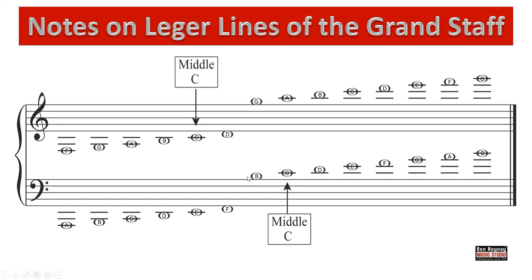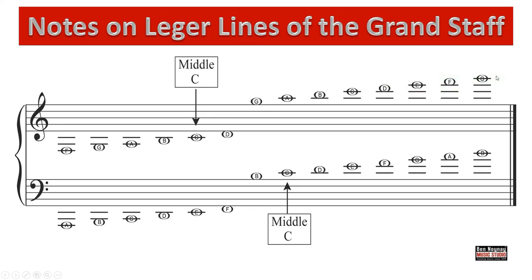If we continue reading the notes from the fifth line of the treble staff, we can see the note G written in the space right after the fifth line, followed by the note A written on the first ledger line, B in the space above the first ledger line, followed by the note C on the second ledger line, then the note D in the space above the second ledger line, followed by the note E on the third ledger line above the treble staff, and so on and so forth.